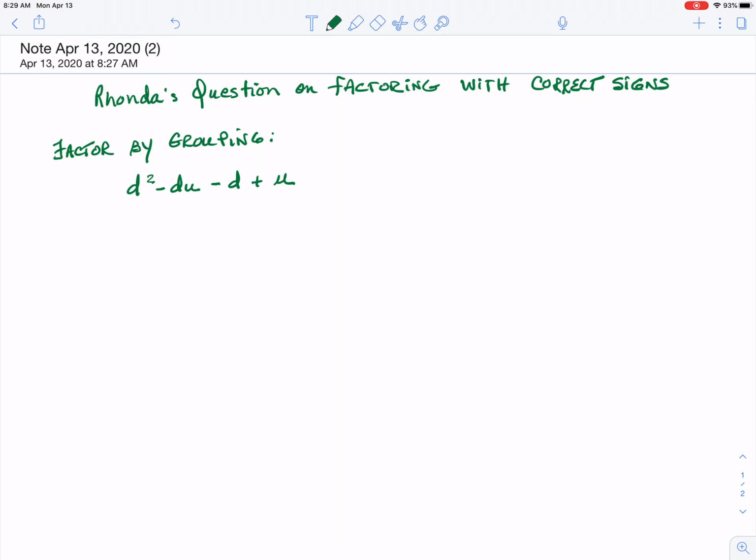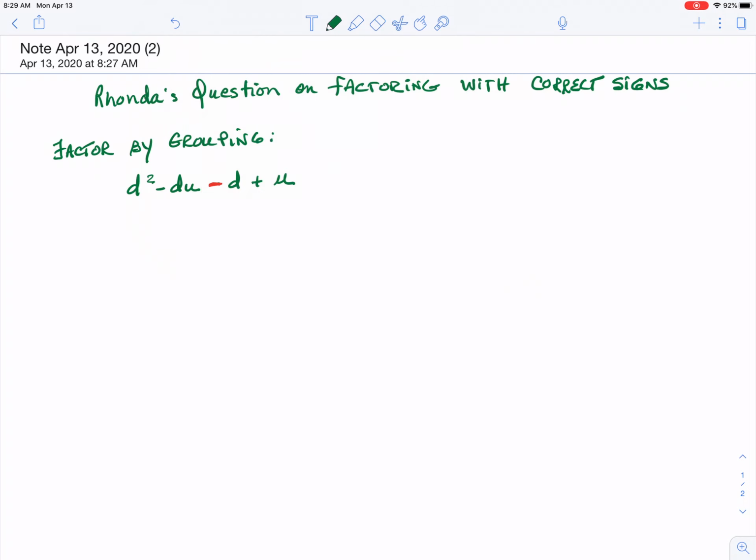You can see that this expression has 4 terms in it. And the problem with this one has to do with the signs. When you have a negative sitting in that middle position on the third term, it's very difficult sometimes to get the signs to work out correctly. So let me see if I can talk you through that.